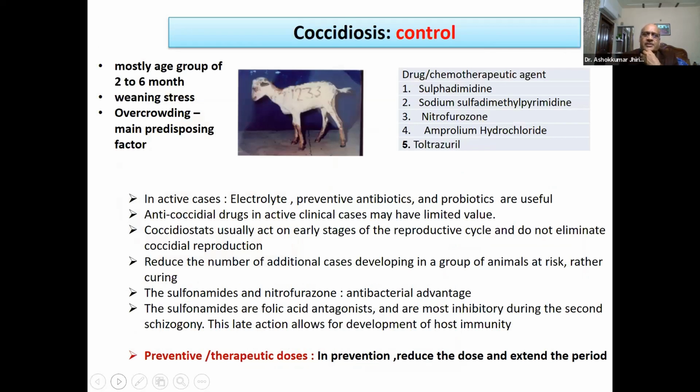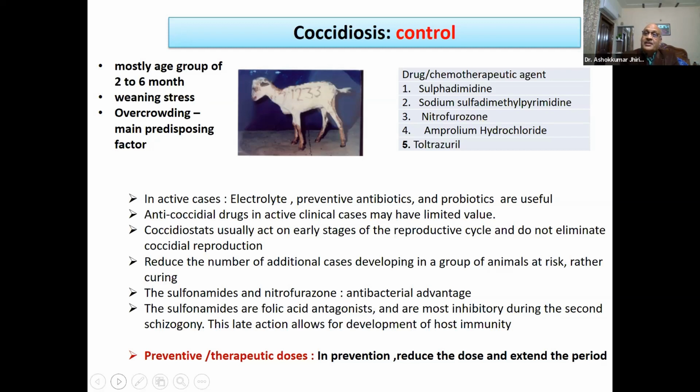So in coccidiosis, since this is a disease which is majorly common in the younger stage of the animal, 2 to 6 months of time, and overcrowding is the main predisposing factor. There are different options for the treatment of coccidiosis, and the drugs commonly practiced to treat and to control the coccidia are sulfadiamidine, long-acting sulfadiamidine, nitrofurazone, amprolium hydrochloride, and toltrazuril.